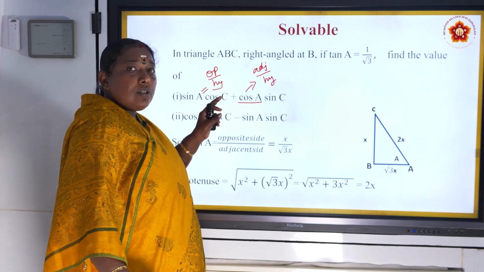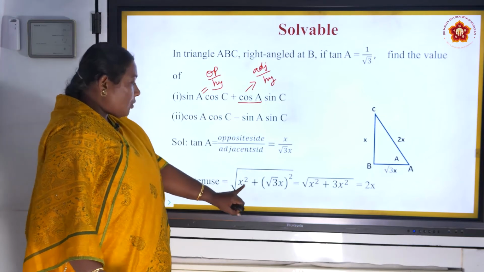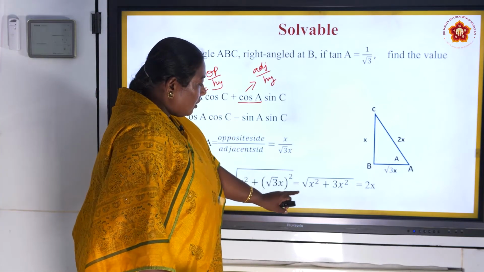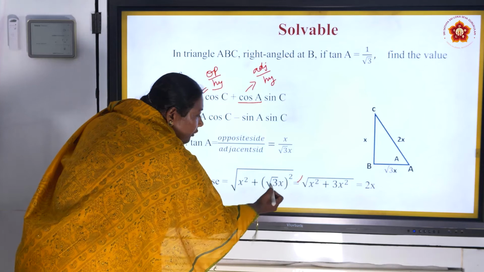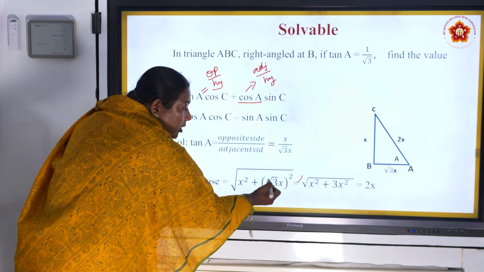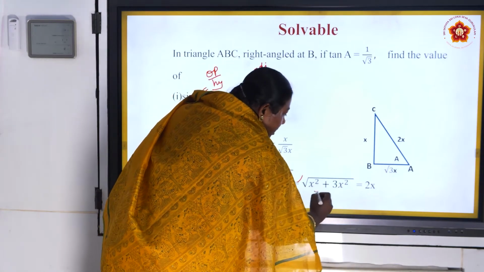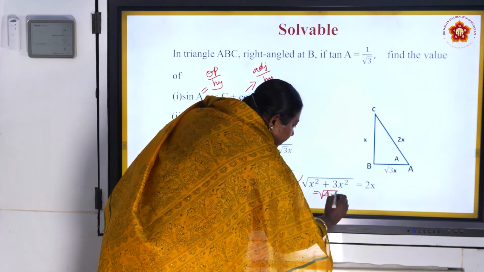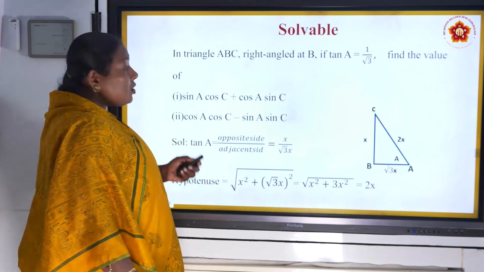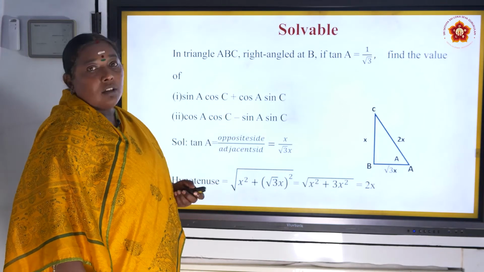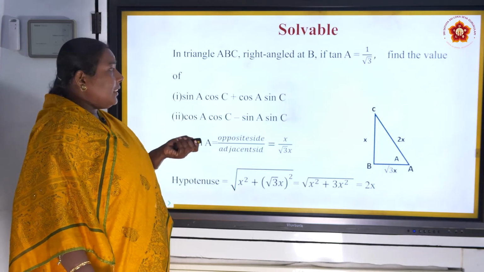How can I find the hypotenuse? By using Pythagoras. So hypotenuse is equal to the root of x square plus root 3x the whole square, which is root of x square plus 3x square. You know how to do this. The square root will be gone. So it will be root of 4x square, which is equal to 2x. So now I got the value of hypotenuse. Hypotenuse is 2x. Now I can just substitute in here. I can get the answer.